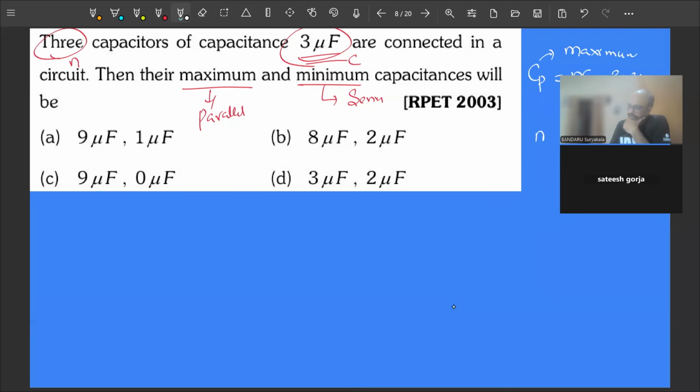So minimum means we should connect it in series. Identical capacitors series formula C by N. C is 3 microfarad by 3, it becomes 1 microfarad. This is 9 microfarad, this is 1 microfarad.